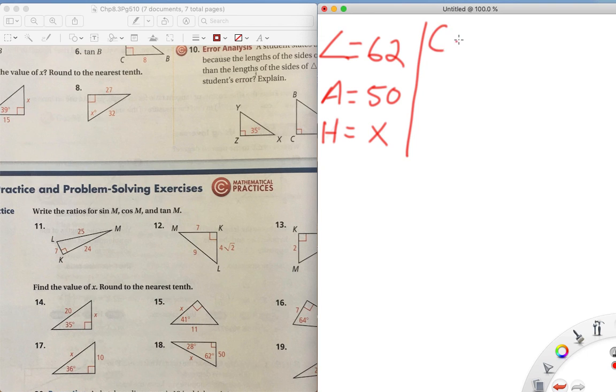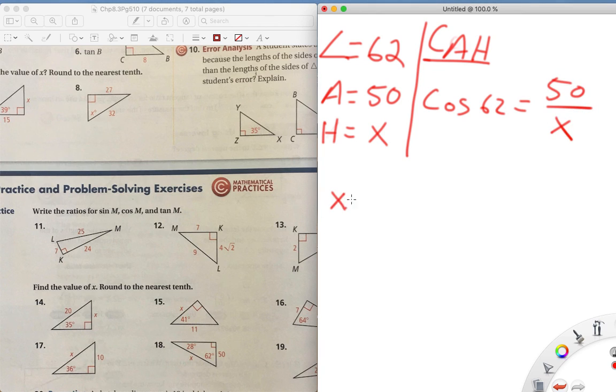Looking at my SOHCAHTOA, I think that's the one I want to use. Cosine is adjacent over hypotenuse. So cosine of 62 is equal to 50 over x. Multiply both sides by x.